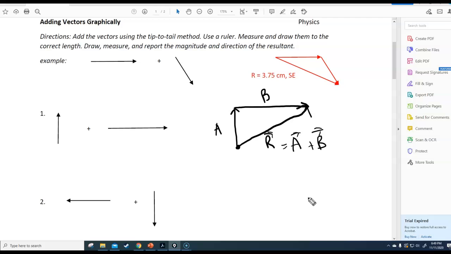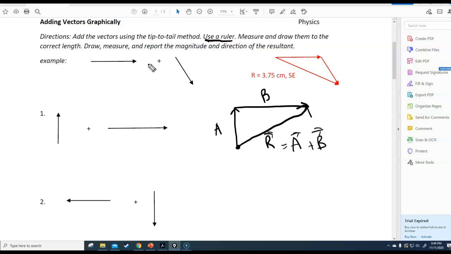And again, I apologize for my bad handwriting. A lot of the time, if you look at the directions, it says to use a ruler. I'm obviously doing this on my tablet at home, so it's hard for me to draw perfectly straight arrows, so I apologize for that. But hopefully you get the sense for how to use the tip-to-tail method.